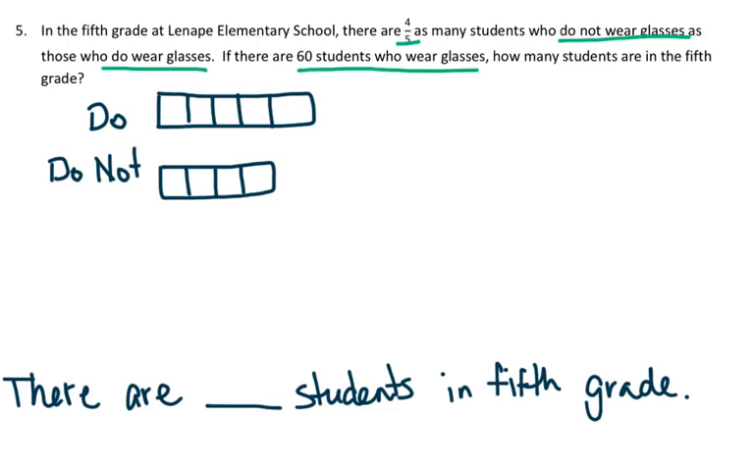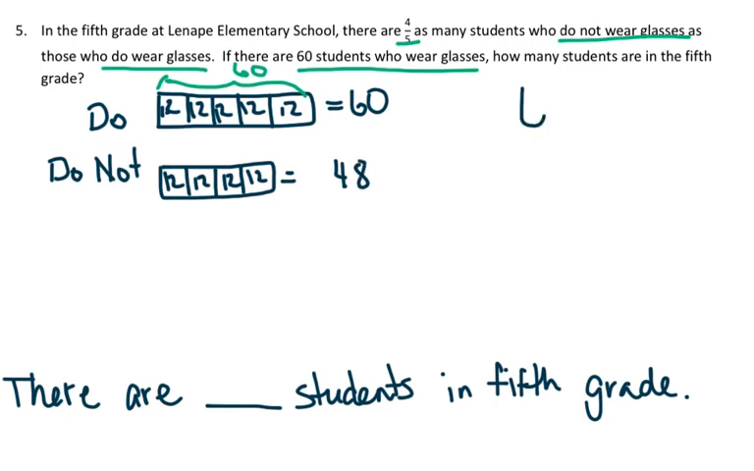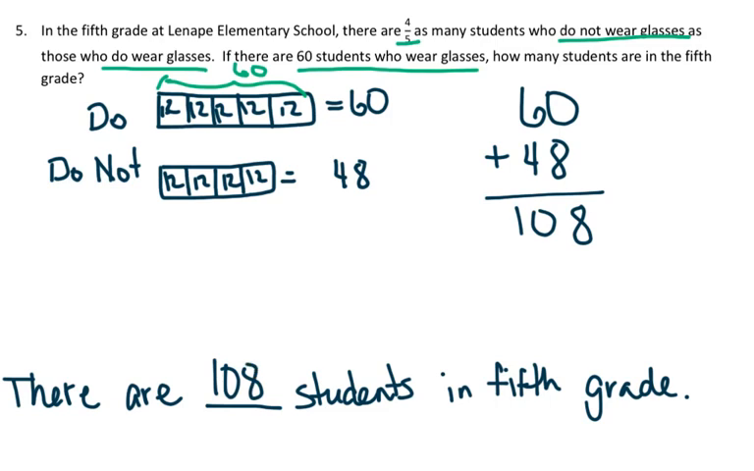So I do know that the ones who wear glasses is 60. So if I have 60 altogether, then those 5 units, each one of these units is going to be 12. Which gives me a total of 60 here. And that means that each one of these are 12 as well. So the number that do not wear glasses is 48. Now the question wants to know how many students are in the 5th grade. So that would include all of the students who do wear glasses and all of the students who do not wear glasses. And when I add those together, I have an answer of 108. So there are 108 students in the 5th grade.